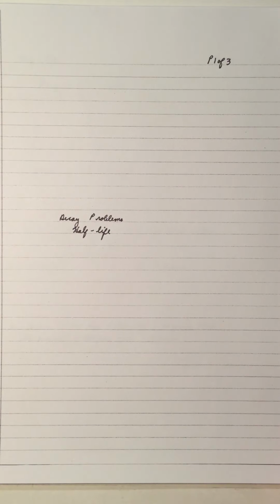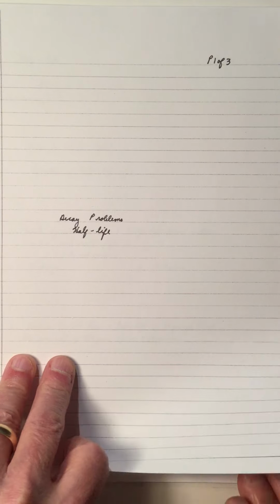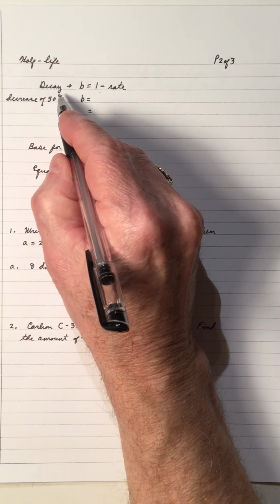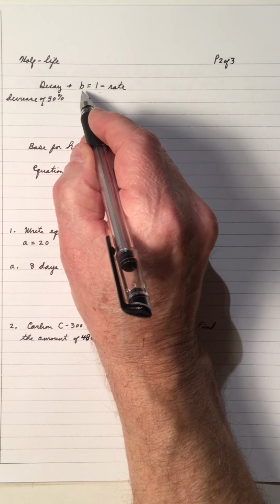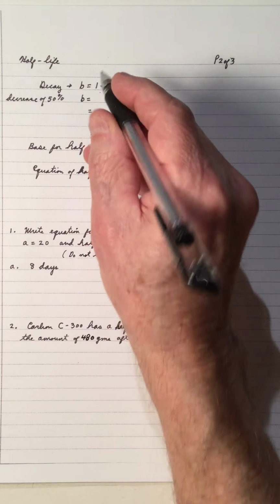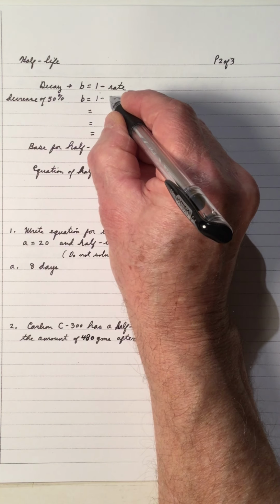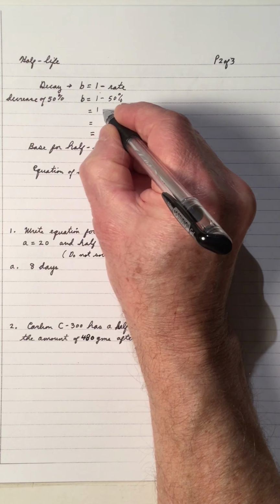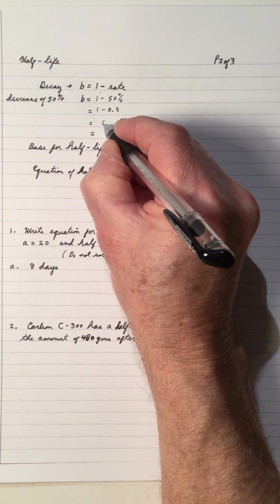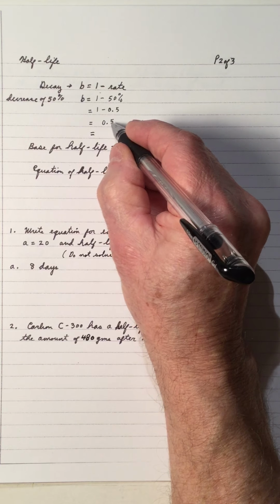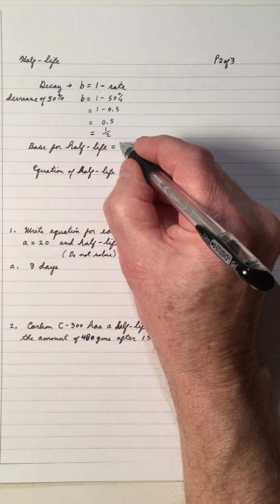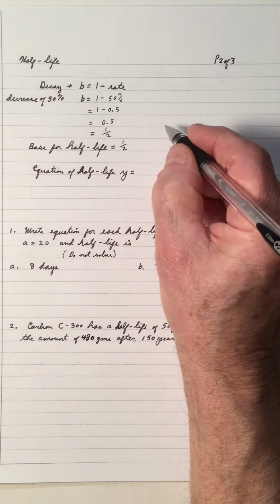Hi, welcome to my video on decay problems, but this video is about half-life of a substance. Half-life is decay, and for decay, the base is b equals 1 minus the rate. But we have a decrease of 50%, a decay of 50%. So 1 minus 50%, and 50% is decimal 0.5. 1 subtract 0.5 is 0.5. And 0.5 is 5 out of 10, which is a half. So when we do half-life, the base of a half-life problem is 1/2.